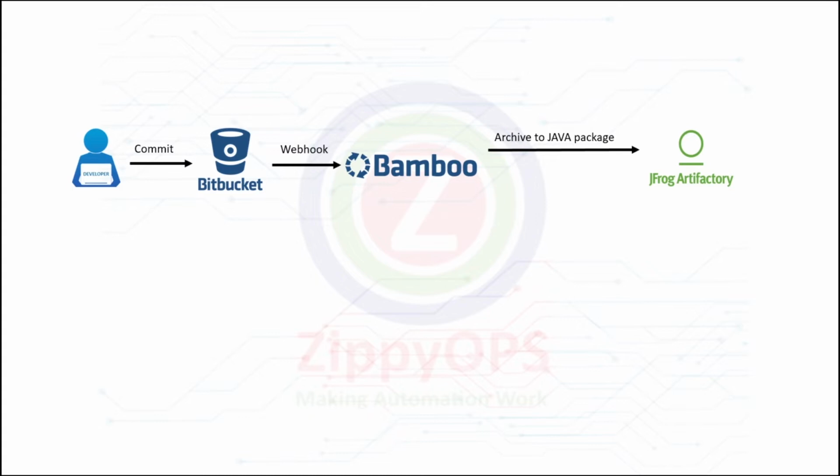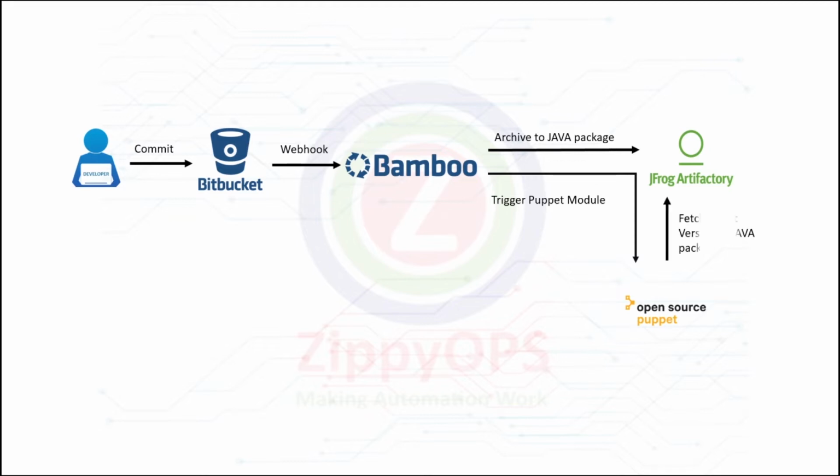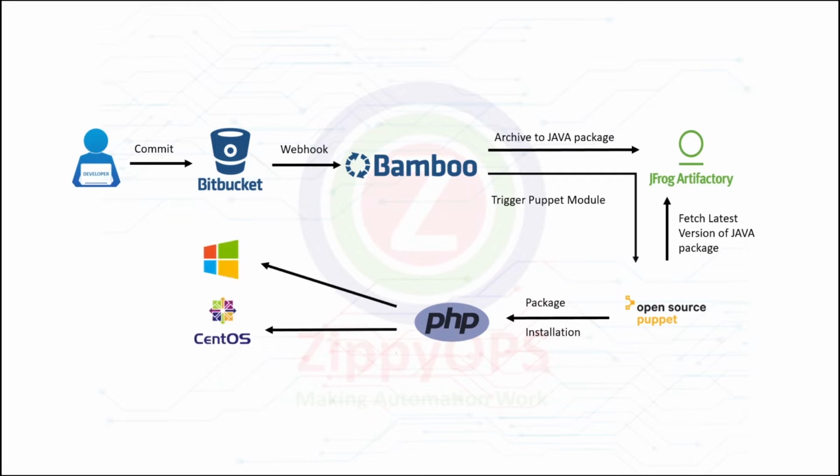In the final stage, Bamboo will execute an open-source Puppet module on all the servers, which will perform the following tasks on the target servers: download and install PHP, and pull the WAR file from JFrog Artifactory. Finally, the PHP application will be deployed on all 3 servers. Let us see the pipeline in action.